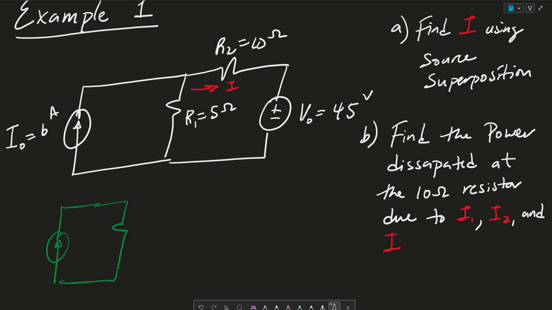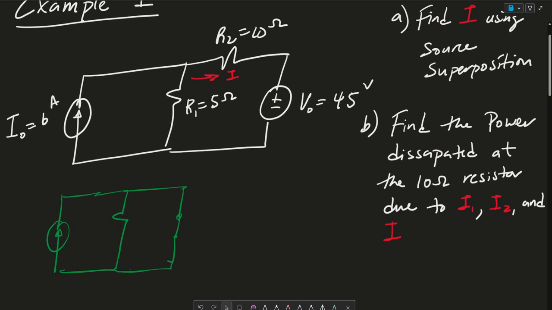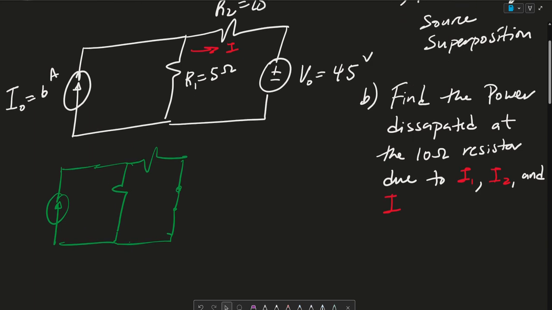So again, we short our voltage sources, but our current sources, we open them. That will be more apparent in the second half of this example. So again, R1 is equal to 5, and R2 is equal to 10 ohms. And we label this current that goes through here as I1. Again, this source here is 6 amps.